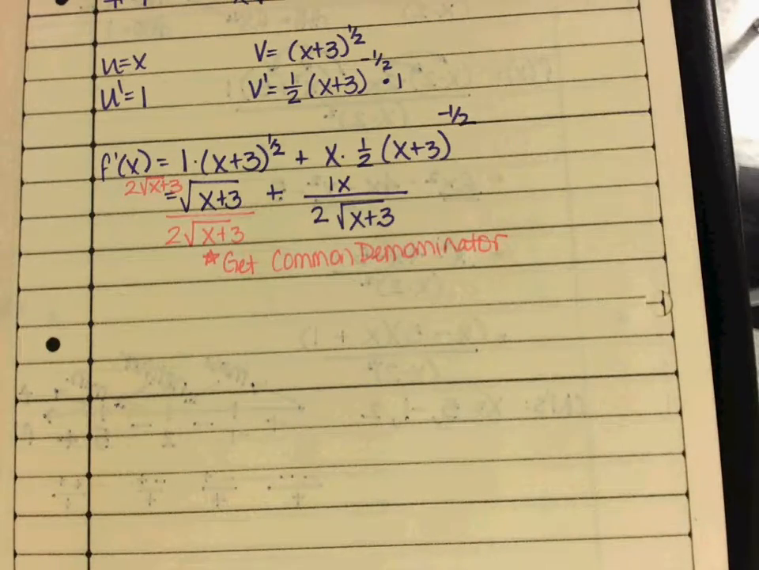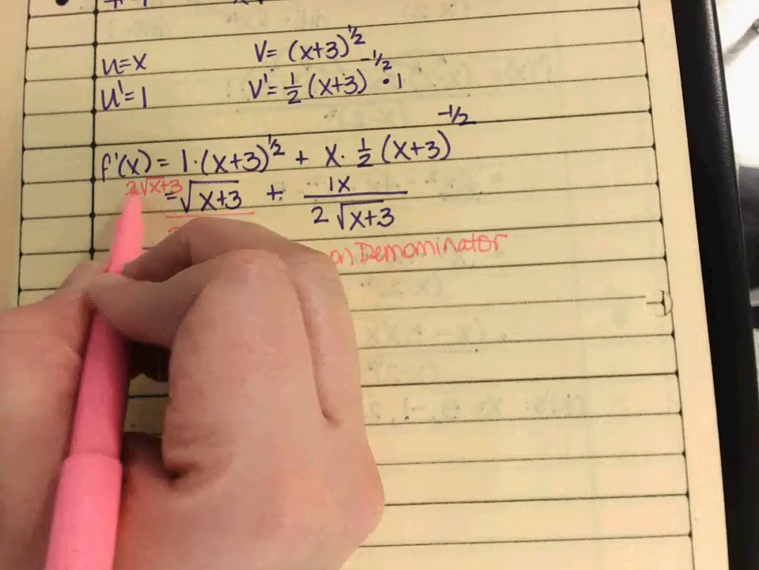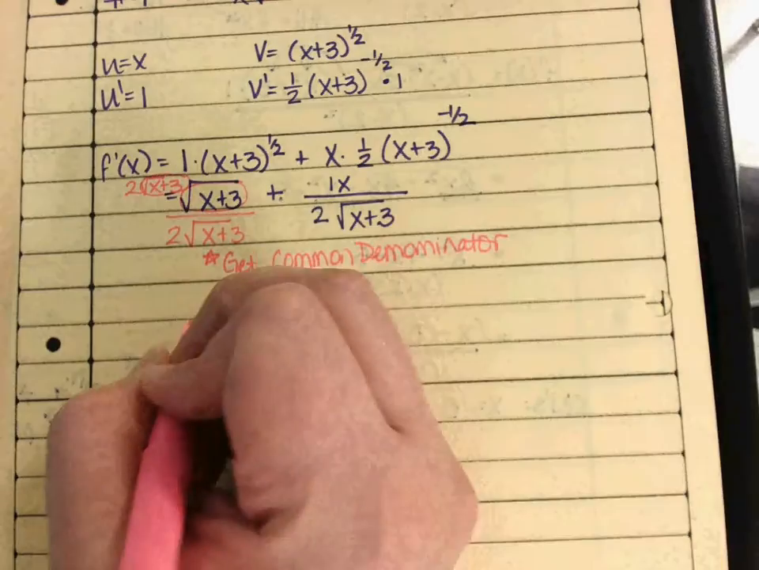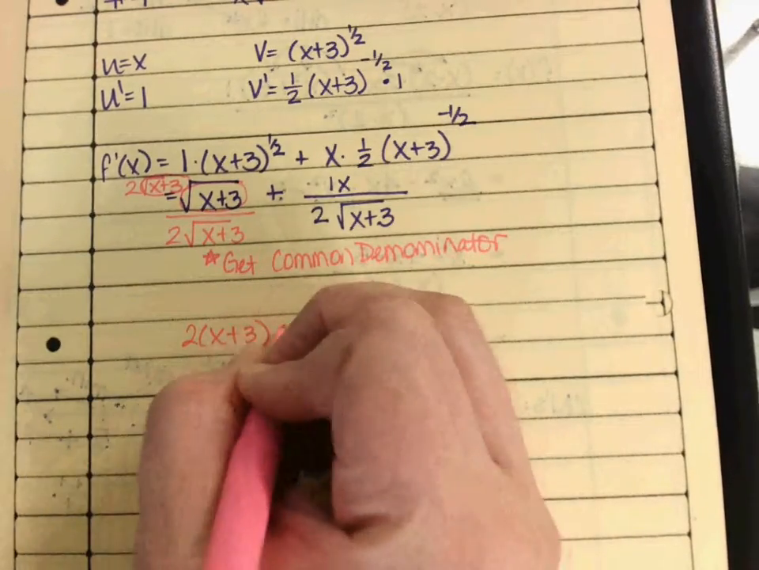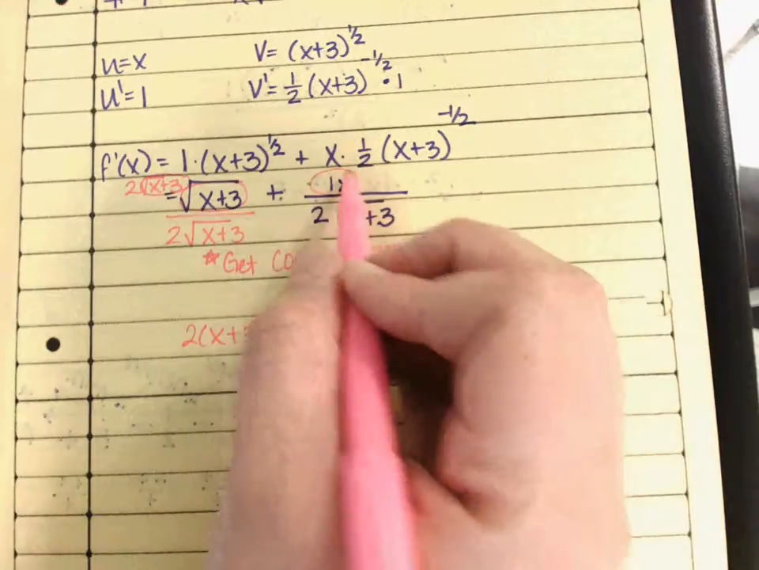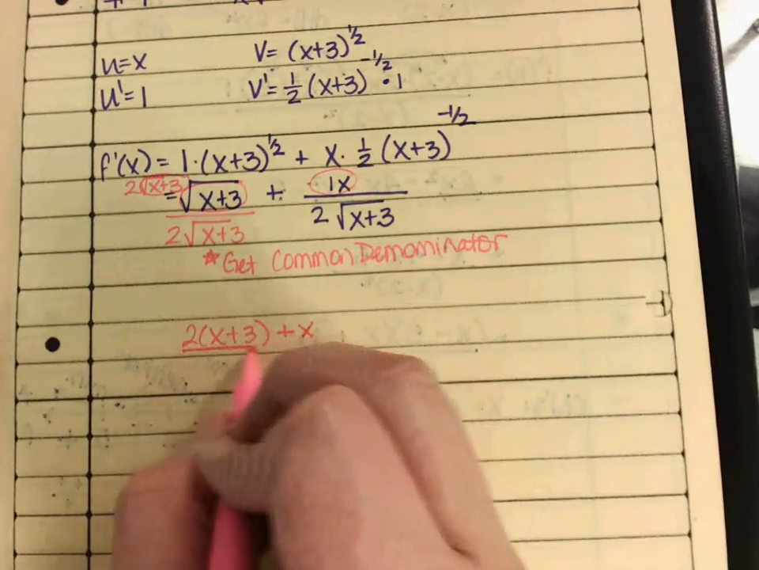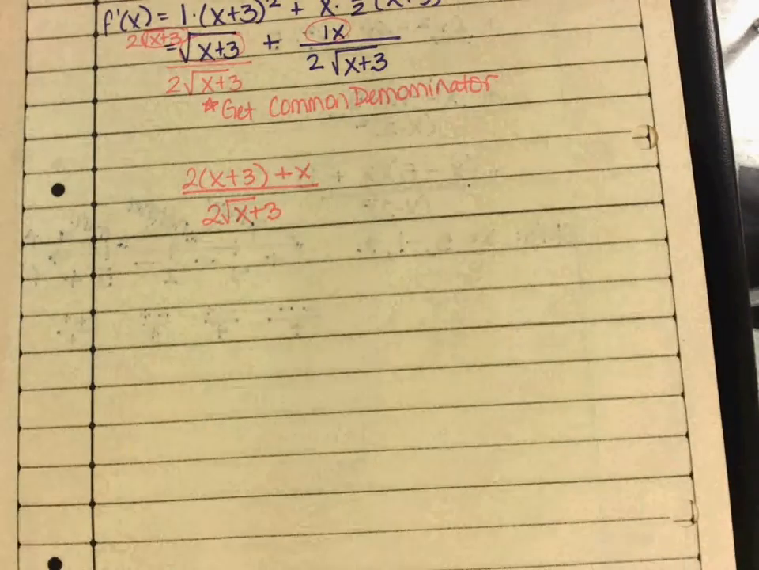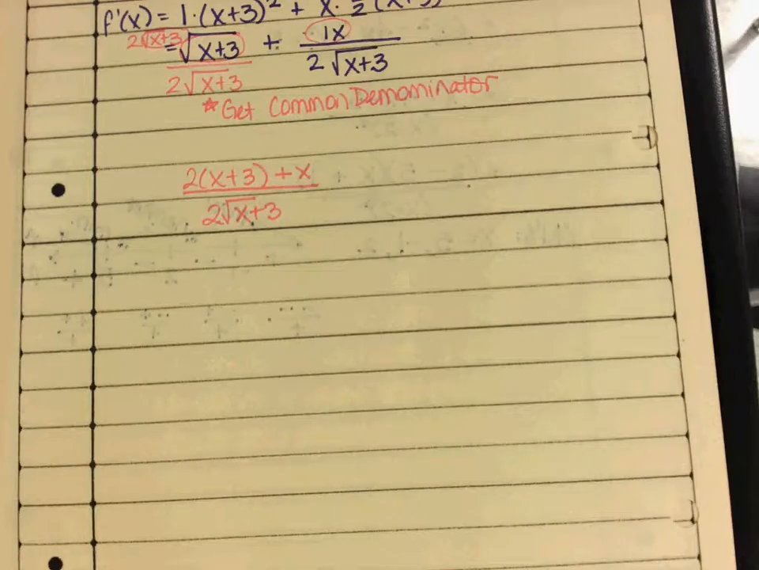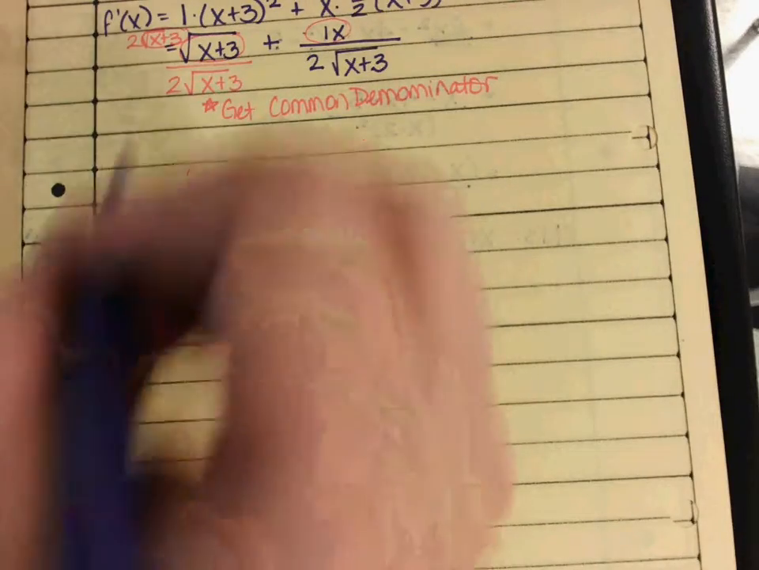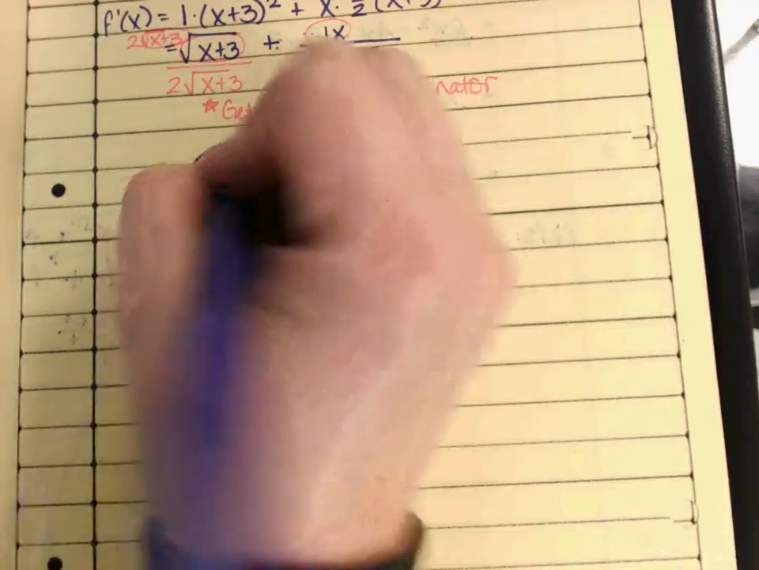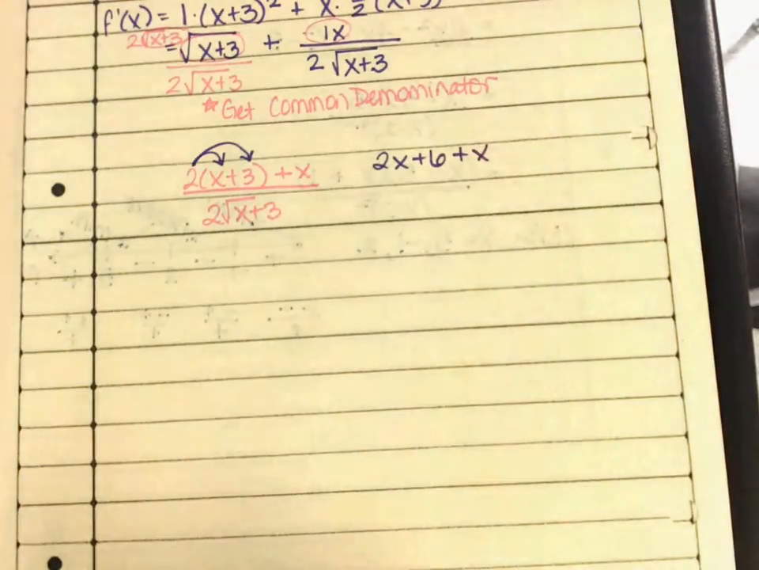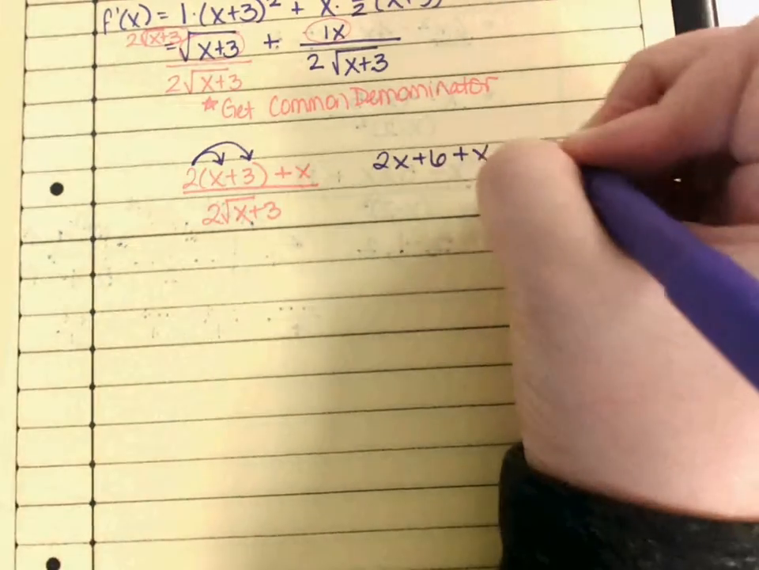So on the top now, this is what I have. 2 times, what is root x plus 3 times another root x plus 3? 2 times x plus 3, plus, on the other one, what was on top? Just an x over 2 times x plus 3. Now, I'm going to go ahead and simplify the top a little bit more. What is 2 times x? 2x plus how many? 6. So I have 2x plus 6 plus another x, which is really 3x plus 6.